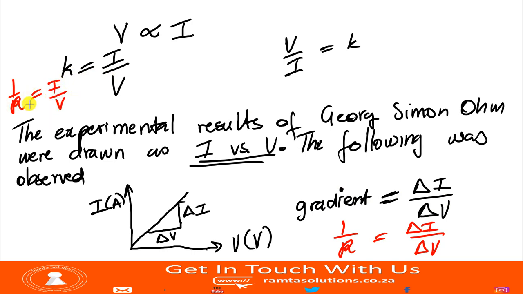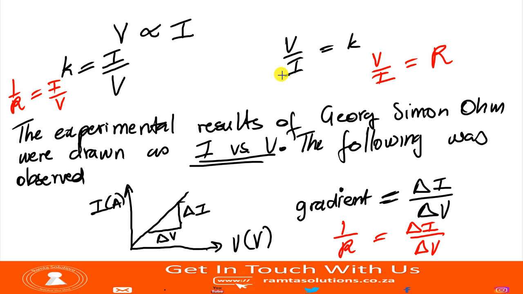I think they call it resistivity, something like that. This, as you can see, it's V over I. What do you know it to be? You know it to be resistance. So V over I is R.